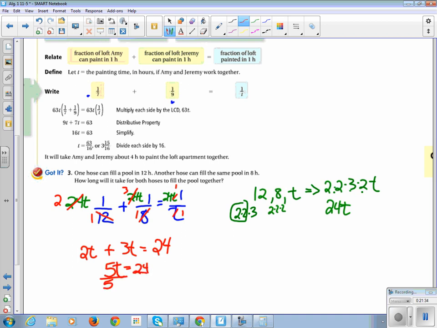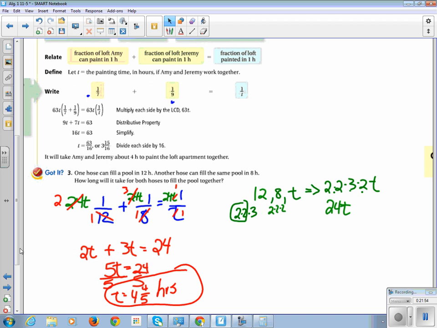Divide both sides by 5. 24 divided by 5, 5 goes into 24 four times, with 4 left over, so it's 4 and 4 fifths hours. Boom. Not 12 hours, not 8 hours.